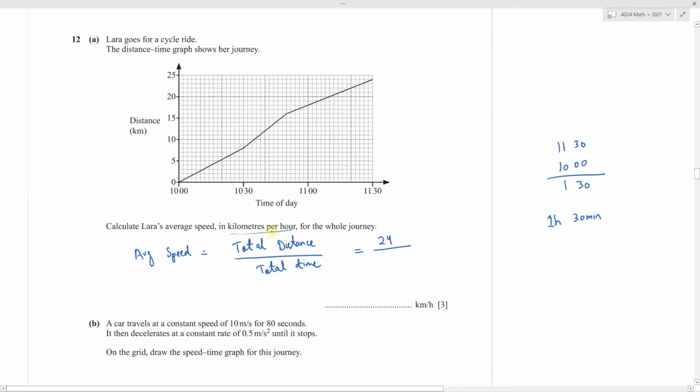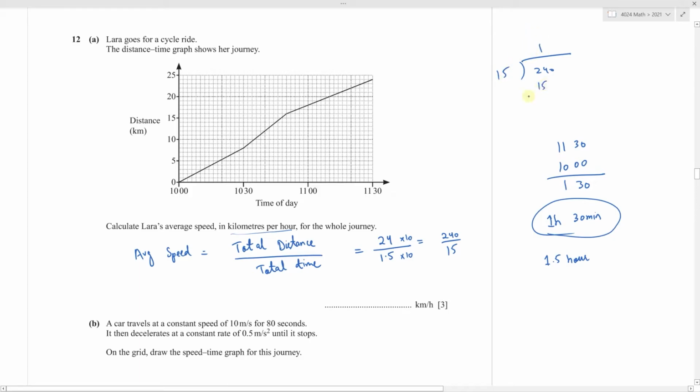Since we want our answer in kilometers per hour, I'll convert this 1 hour 30 minutes into 1.5 hours. 30 divided by 60 is 0.5, so 30 minutes is 0.5 hour plus 1 hour gives you 1.5 hours. To make this division easy, I'll multiply by 10 both in the numerator and in the denominator. I want to eliminate this decimal, so this will become 240 divided by 15.